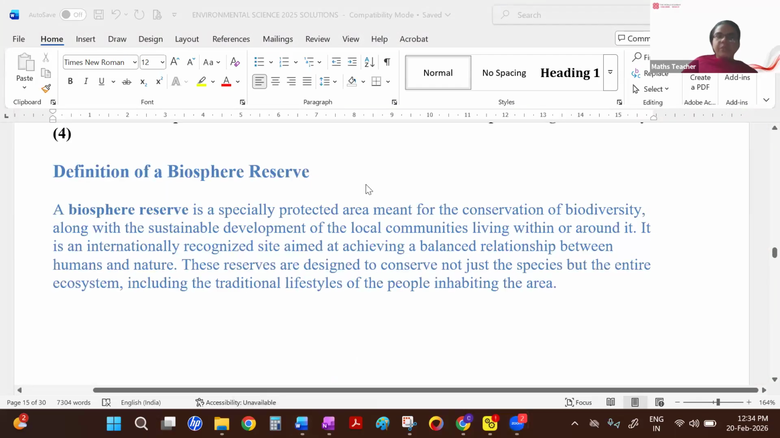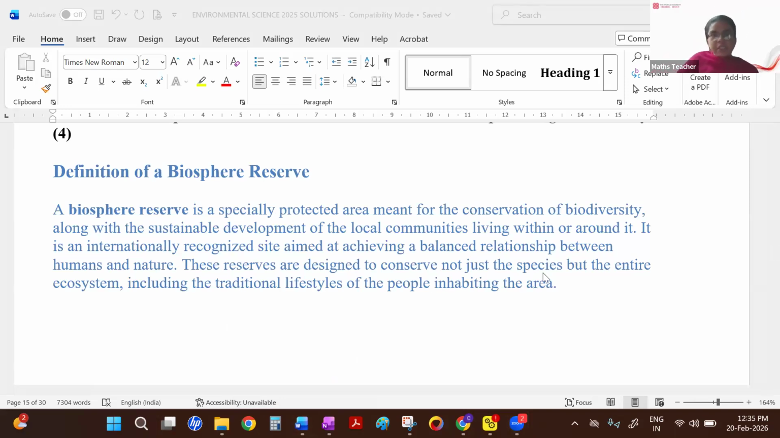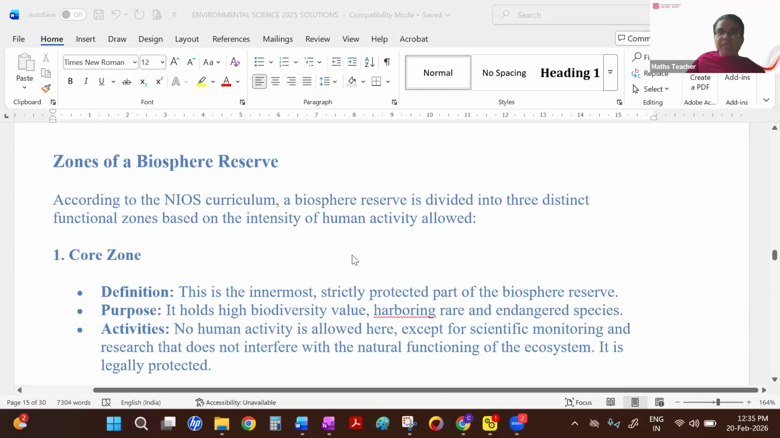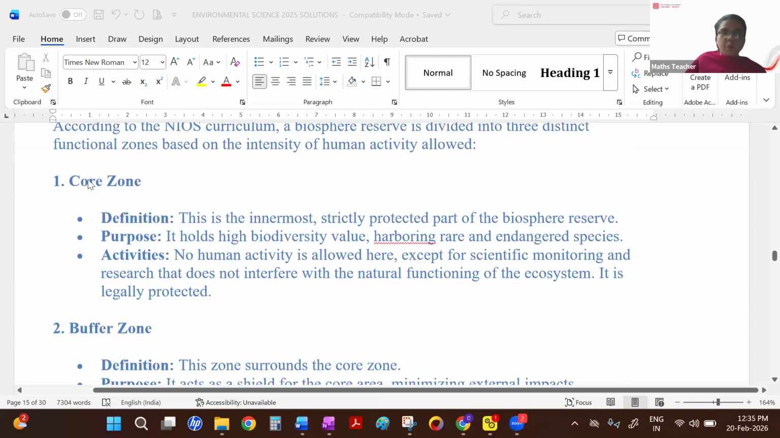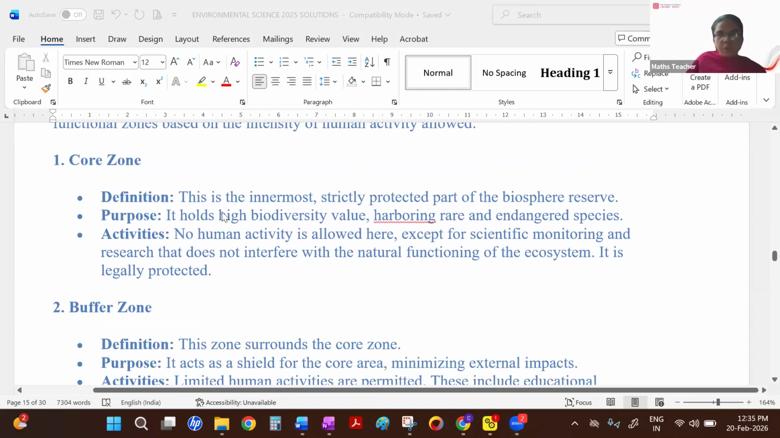Interruption. Yeah. So this is a biosphere reserve, right? Biosphere reserves are designed to conserve not just a species, but the entire ecosystem, including the traditional lifestyle of the people. So this is a biosphere. What are the different zones of a biosphere? This is very important. Okay, so core zone. So what is the core zone?